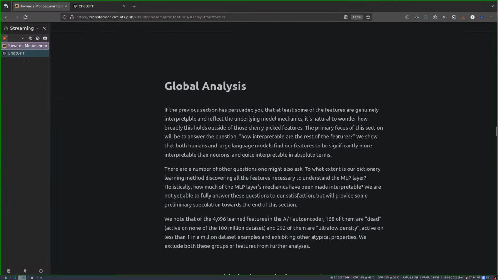Feature interpretability analysis. If the previous sections persuaded you that at least some of the features are genuinely interpretable and reflect the underlying model mechanics, it's natural to wonder how broadly this holds outside of cherry-picked features. The primary focus of this section will be to answer how interpretable the rest of the features are. We will show that both humans and LMs find our features to be significantly more interpretable than neurons, and quite interpretable in absolute terms.